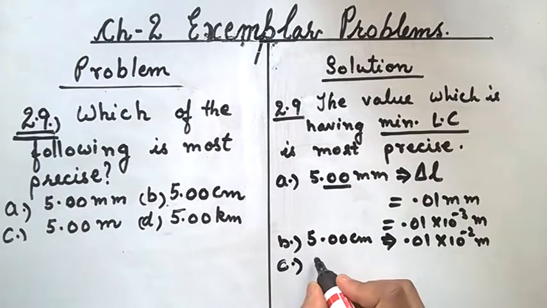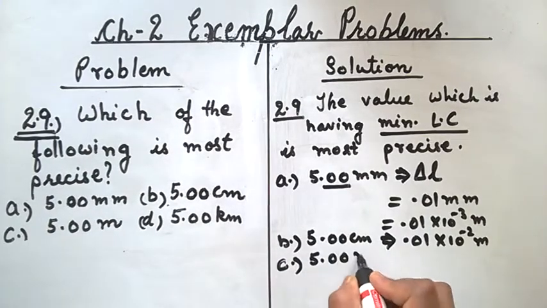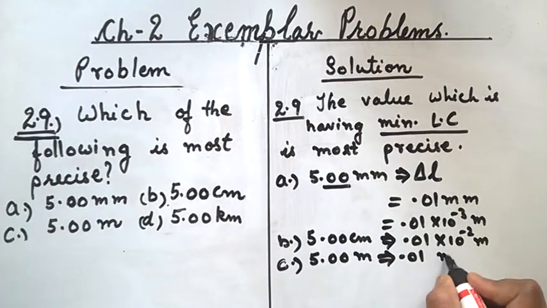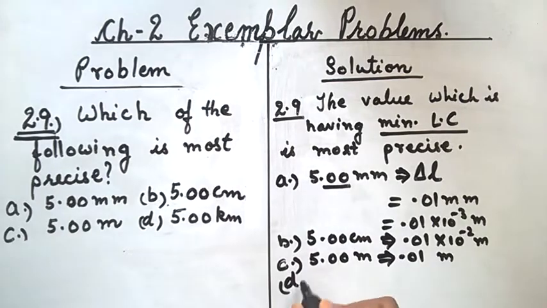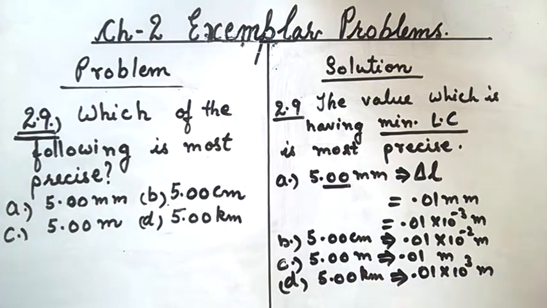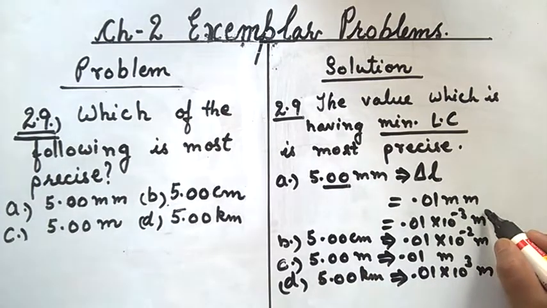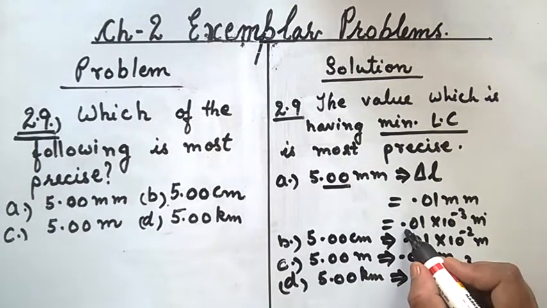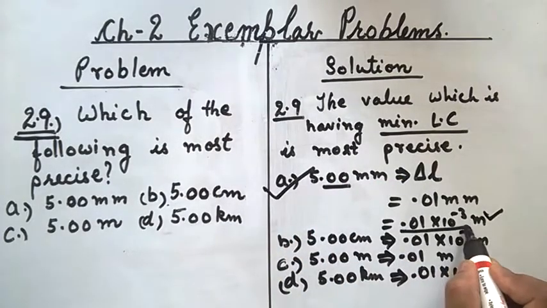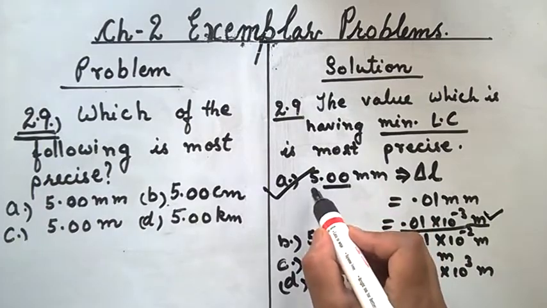Next one is 5.00 meter. Its least count is 0.01 meter. Next is 5.00 kilometer. Its least count is 0.01 into 10 to the power 3 meter. So we can say that the millimeter value has the least count, thus this is the most precise one.